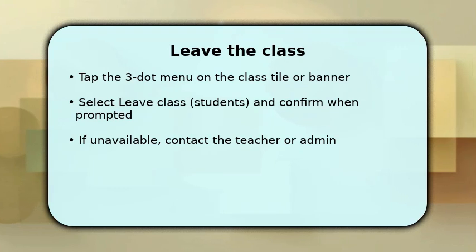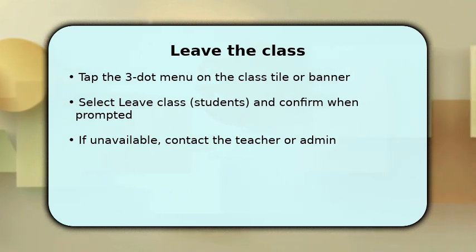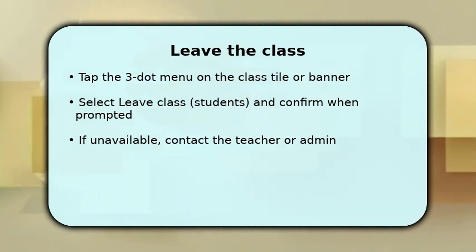Now you'll perform the core step, leaving the class. Tap the three-dot menu on the class tile in mobile, or click the class banner, then the More Actions menu on desktop. Choose Leave Class and confirm when prompted. This removes your enrollment immediately.